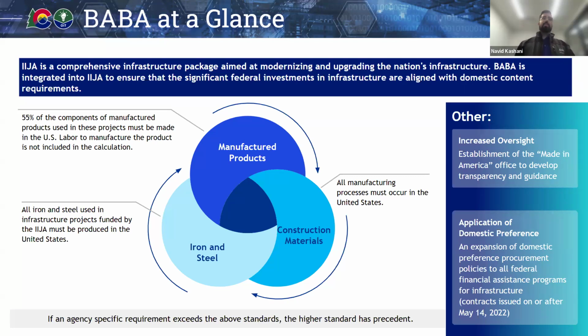Going on to construction materials. For construction materials, your requirement is that all your manufacturing processes need to occur within the United States. There are a lot of different materials that are highlighted in the regulations. You can find that in 2 CFR Part 184. They have their associated specific tests in there as well. But I think that's a good overview of what you're going to expect.